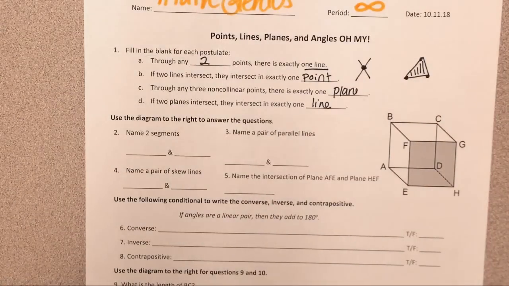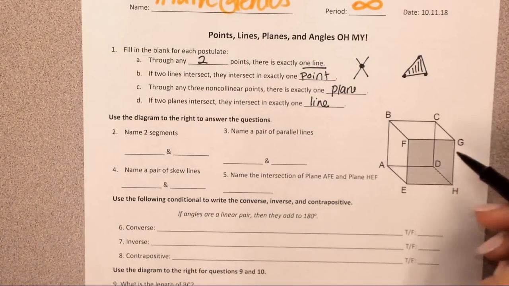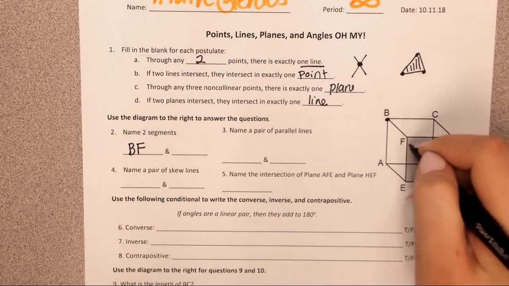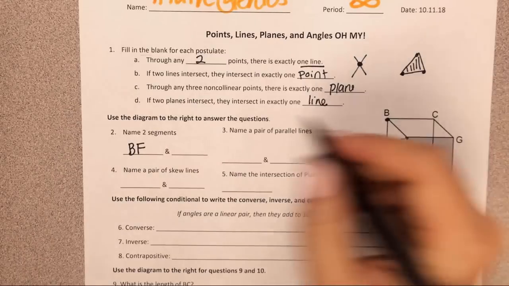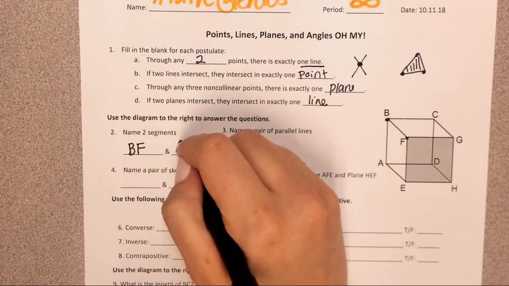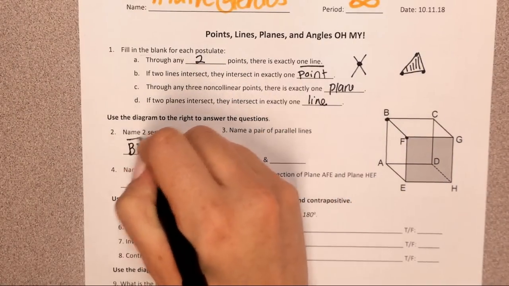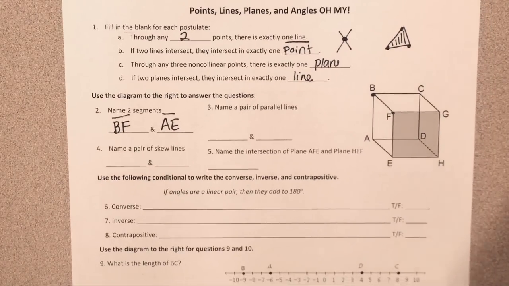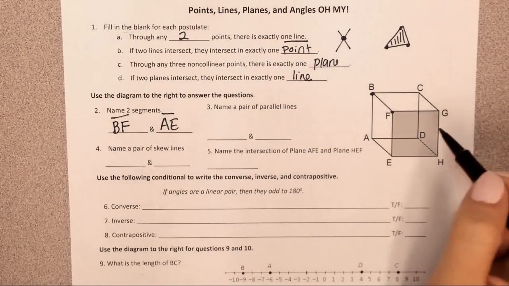Okay. All right. Number 2, name 2 segments using this box. So a segment is just something that has 2 endpoints. So BF is a segment. You could also say BC is a segment, FG, DH, AE. Any 2 points in this diagram create segments. Okay. Name a pair of parallel lines.